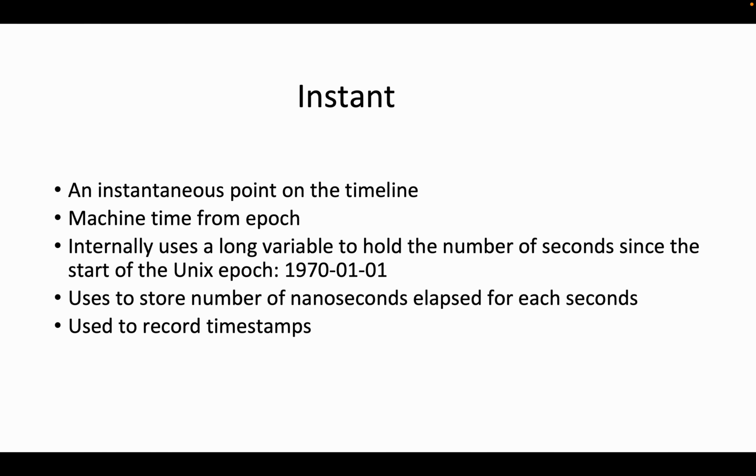Then we have what we call the instant. This is actually an instantaneous point on the timeline. It's a machine time from epoch. Internally, it uses a long variable to hold a number of seconds since the start of epoch. And we know that epoch started on the 1st of January 1970. So it uses an int to store a number of nanoseconds elapsed for each second, and is used to record timestamps also. If you want a time at a specific, let's say you want to store a time when a transaction occurred, this is what you can use as it's a timestamp.